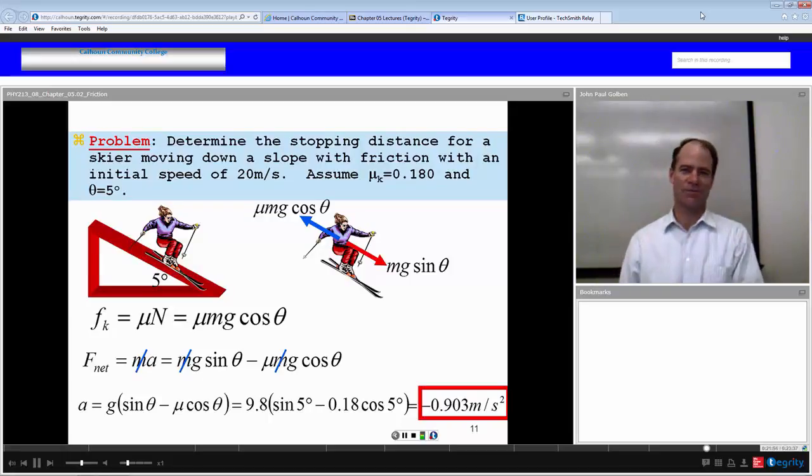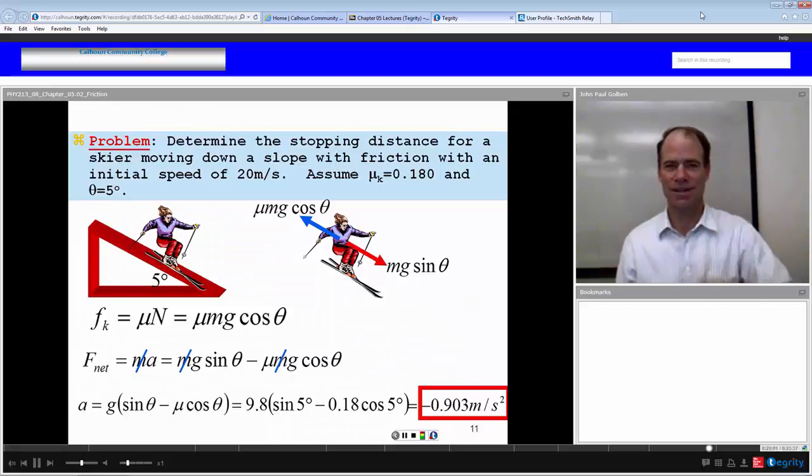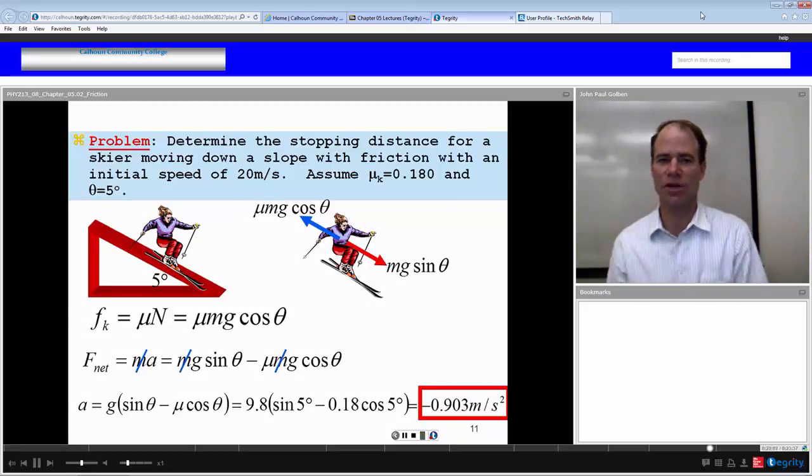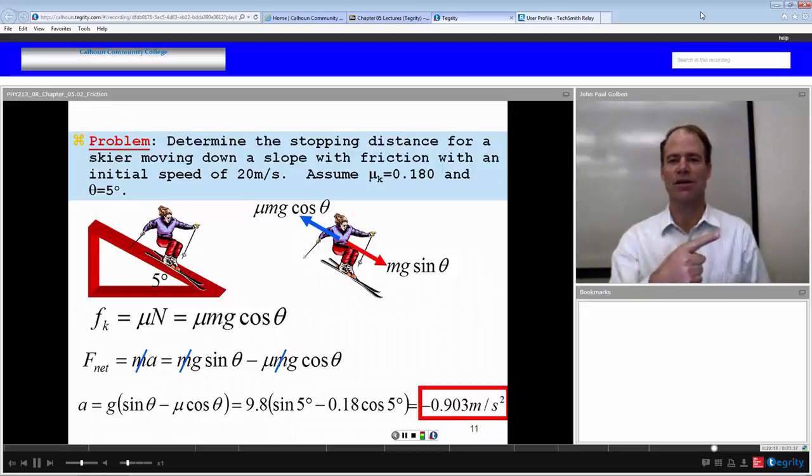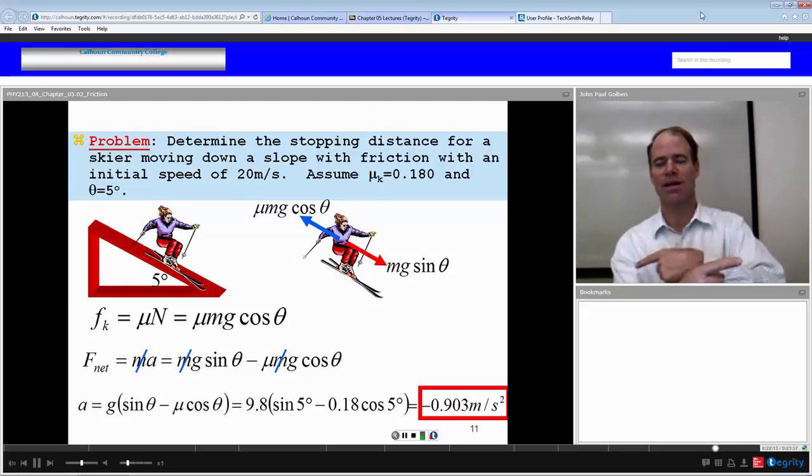What does a negative mean? Well, as we're going down this incline, we're slowing down. So we started with a velocity of 20 meters per second. Eventually we're going to come to a stop. And the reason we're stopping is because our acceleration is negative. The frictional force is greater than the mg sine theta.